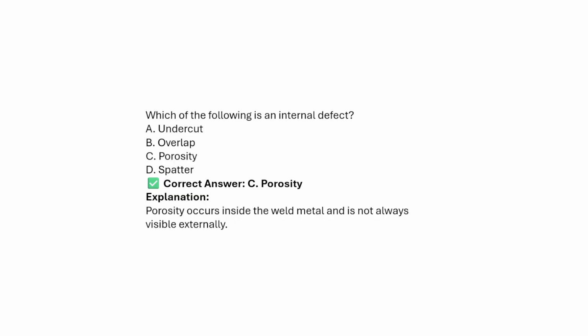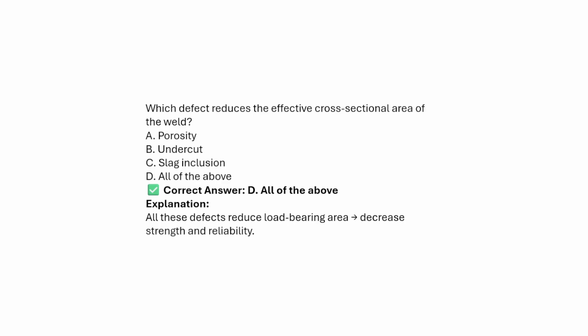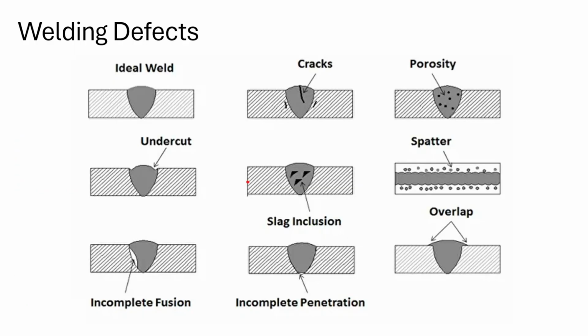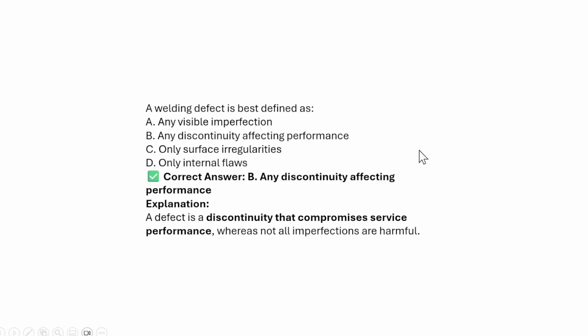Which of the following is an internal defect? Option A undercut, option B overlap, option C porosity, option D spatter. As we saw previously, only porosity is the inside one; spatter, overlap and undercut are all visible. So the answer will be porosity.